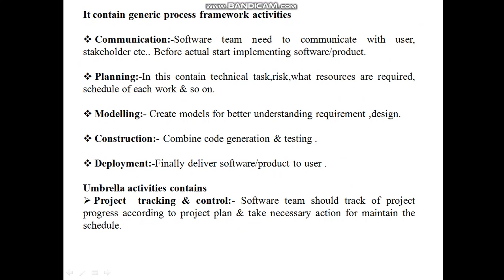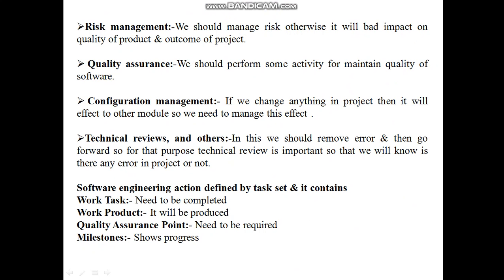In this software engineering action, it contains work task, work product, quality assurance point and milestone. The work task needs to be completed, the work product means it will produce something, quality assurance is required, and milestone shows the progress of your project.